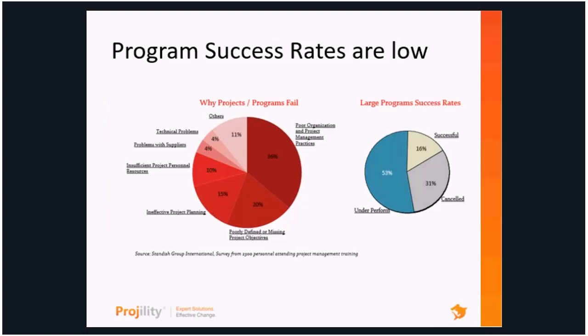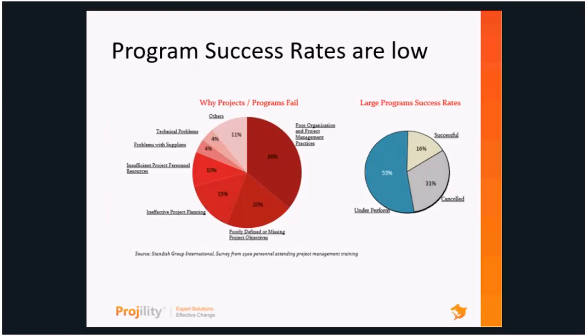If we look at the main reasons why programs fail, one of those is poor organization and poor project management practices. It's kind of the blocking and tackling of delivering projects and programs. The second one is poorly defined objectives and metrics. If we don't know why we're doing something and we're not measuring that on an ongoing basis, we're going to have challenges, and we want that visibility and insight and control over that. Ineffective project planning at an execution level is another one at the 15%. And insufficient resources.